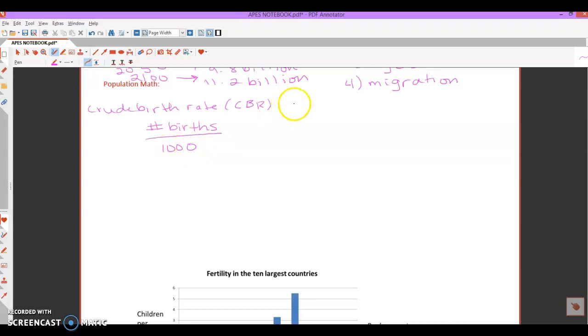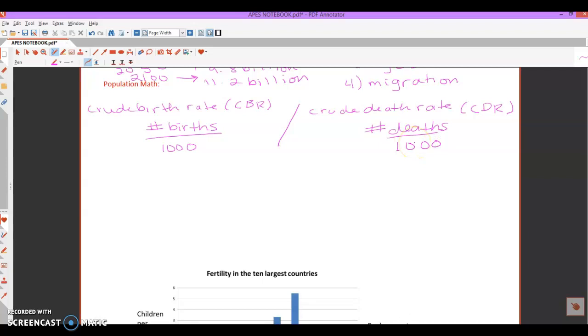Now, on the other end of that, we can also look at the crude death rate. Guess what, guys? It is calculated the exact same way. So the crude death rate, the CDR, is the number of deaths per 1,000. Okay?